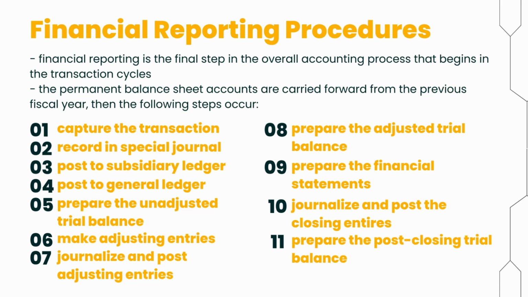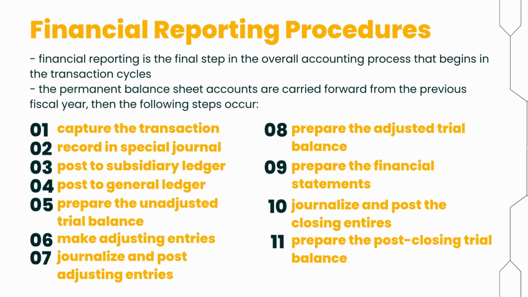2. Record in special journal. Each transaction is entered into the journal. Recall that frequently occurring classes of transactions are captured in special journals. Those that occur infrequently are recorded in the general journal or directly on a journal voucher. 3. Post to subsidiary ledger. The details of each transaction are posted to the affected subsidiary accounts.